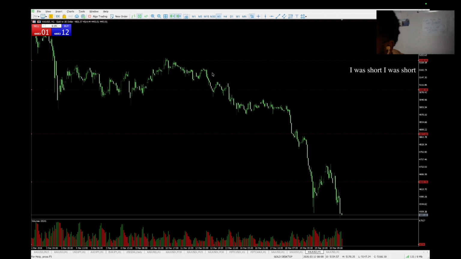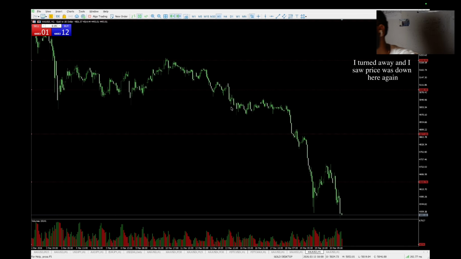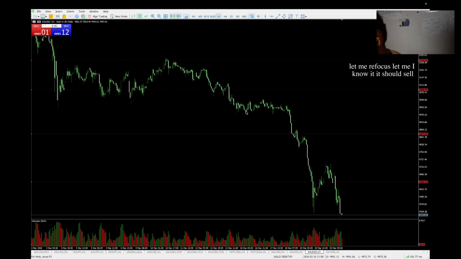I was short a lot. I was short up here, and I was short here. So price came down. This is where I cashed out, because I expected the buyer to come in again and then go up. This move had me. I thought it was gonna go up, and then it did that. So I was like, okay, it's up now. I turned away, and I saw price was down here again. So I closed the positions. I lost a lot, but I was like, okay, let me refocus.